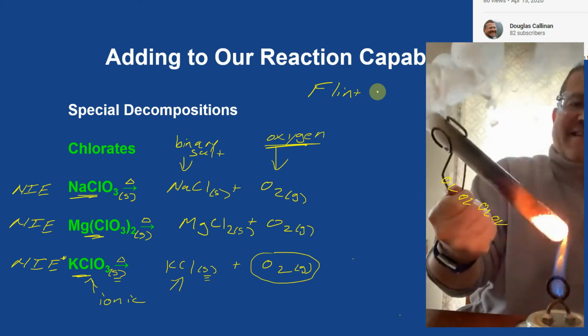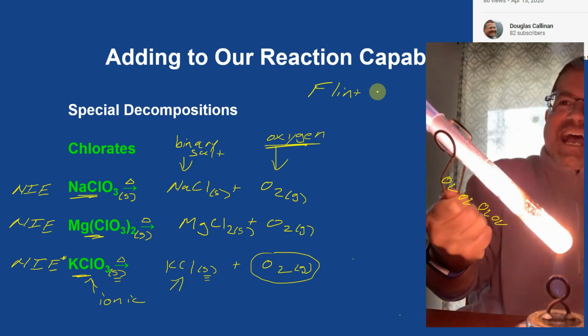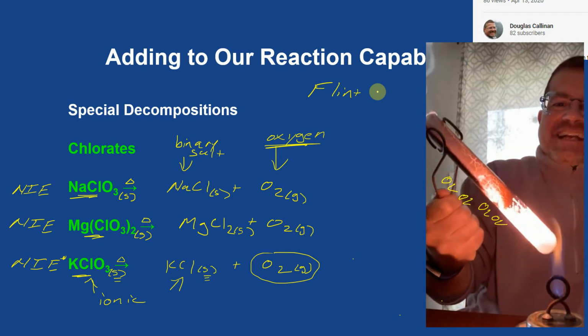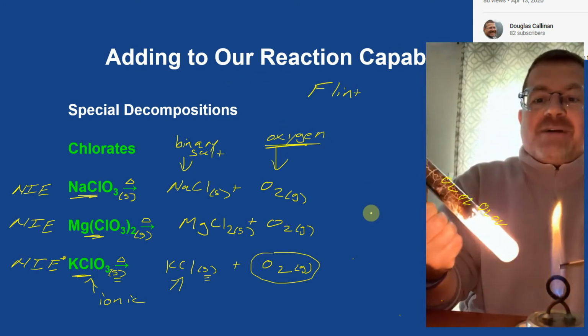Watch, it's going to get going. He's having to heat it a little bit to get it started, but once it gets going, he won't have to heat it. Look at that. Look at that. Craziness. And the reason that combustion was so vigorous is because the test tube was filled with pure oxygen.